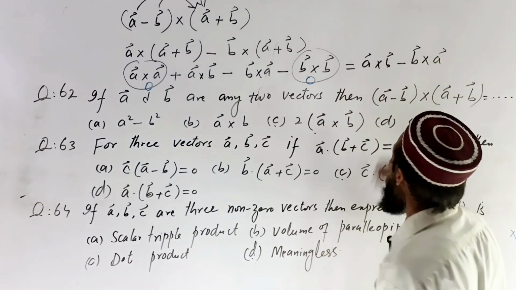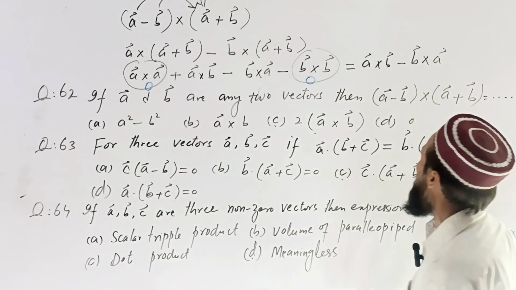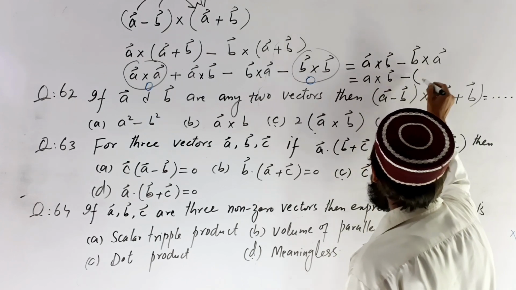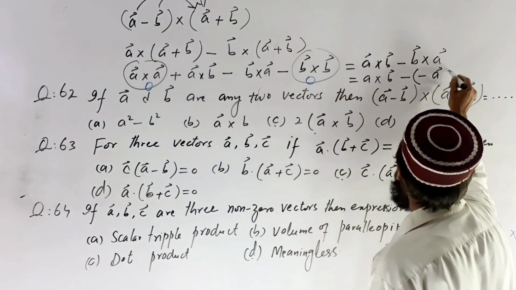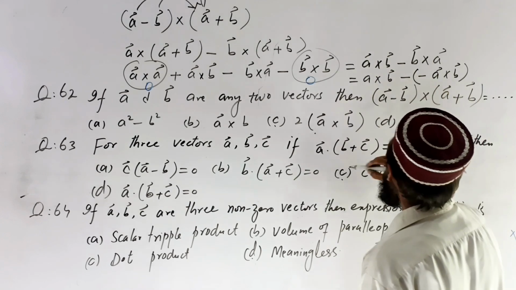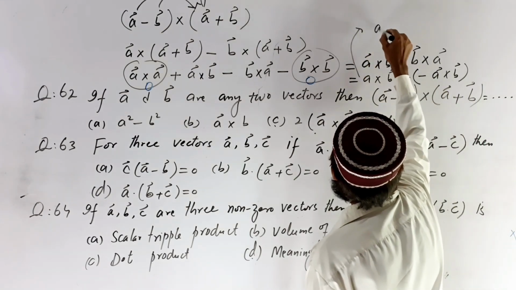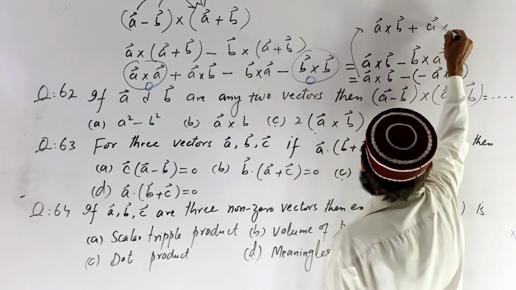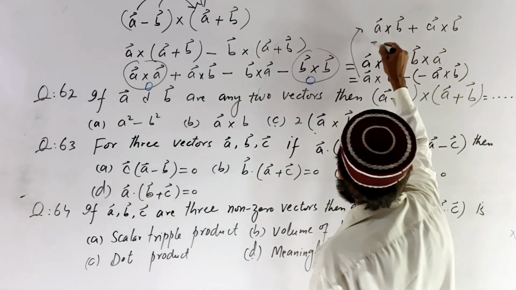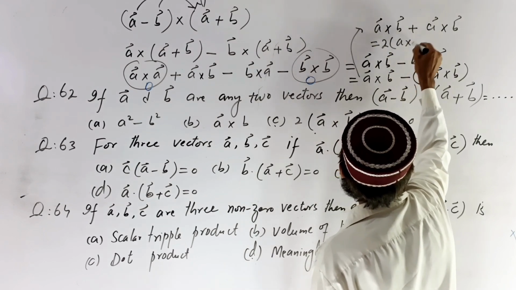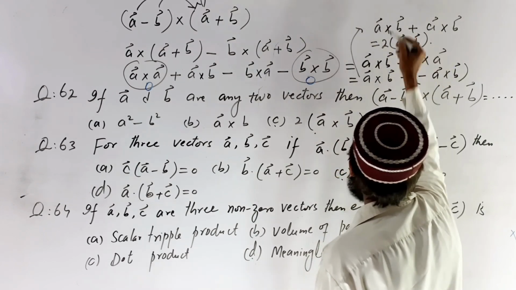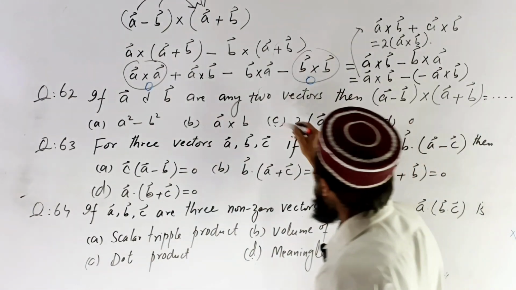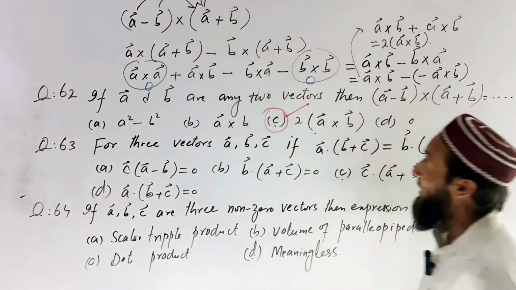Now this minus gives the opposite direction. We change it: minus B cross A becomes plus A cross B, applying the definition. So minus into minus gives plus A cross B, plus A cross B. If we write it in the form of A cross B, the coefficient adds up to 2, so the correct option is C according to this property.